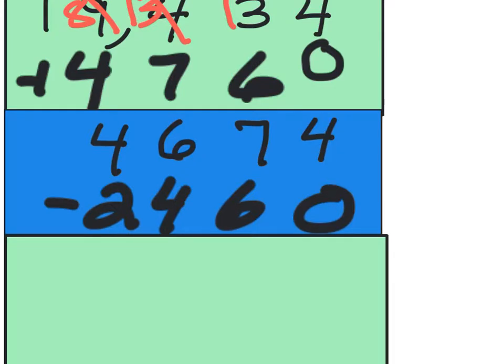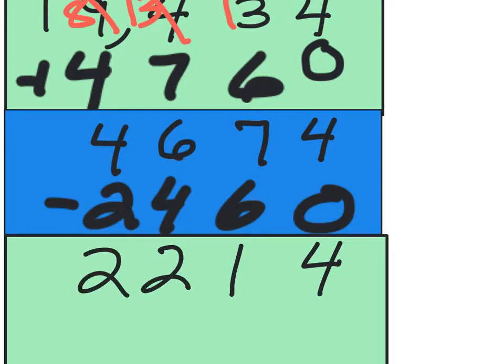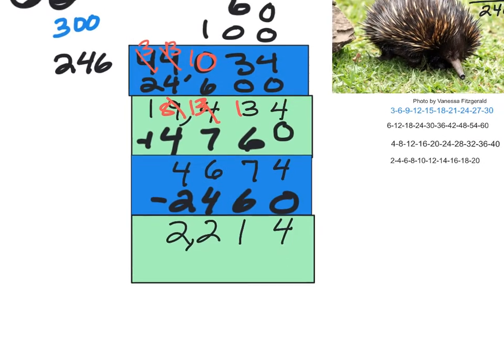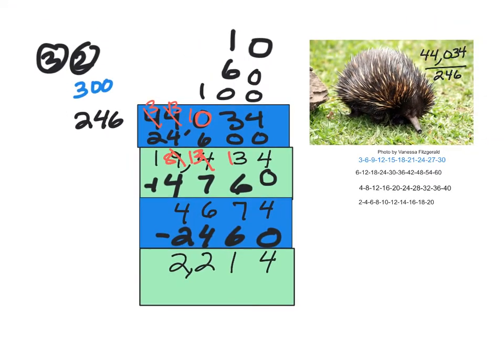And 4 minus 0 is going to give me 4 right there. 7 minus 6 is 1. 6 minus 4 is going to give me 2. And 4 minus 2 is going to give me another 2. Love that. So now I'm down to 2,214. And let's come back up here and see where we're at.